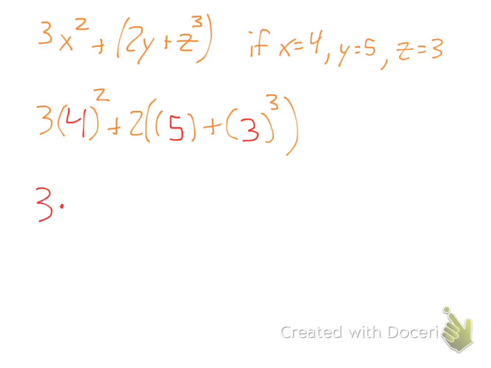So this becomes 3 times, what's 4 squared? 16. Plus, I'm going to leave the 2 out front. I'm going to get rid of those parentheses on the 5. They're not needed, but I'm not changing 5. Plus 3 squared. Or 3 to the third power, sorry. 27. It is 27.